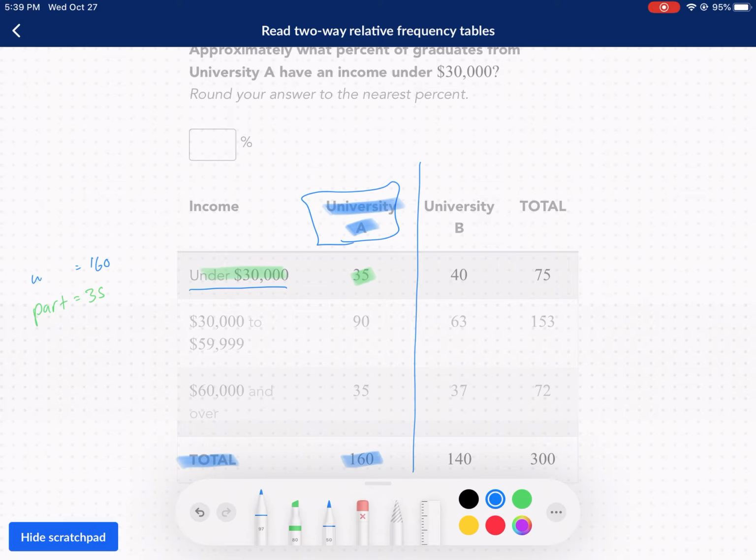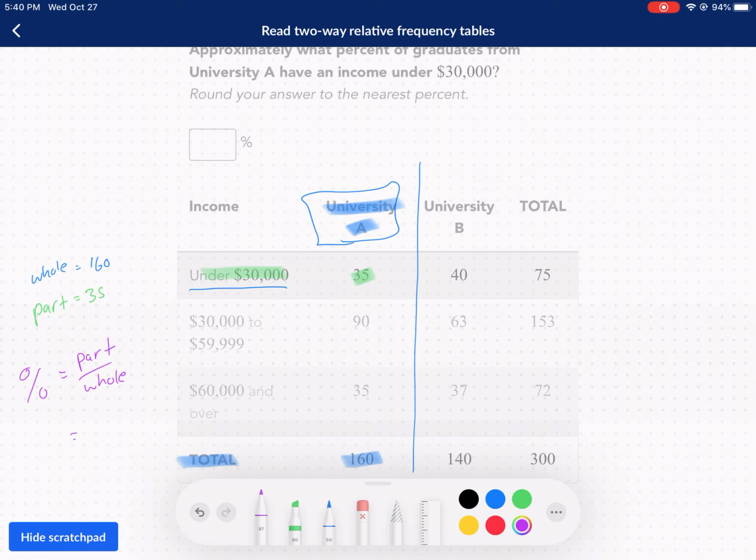And I hope you see where I'm going with this, because a percentage is just, I want purple. Boy, that was my big reveal, and I kind of butchered it. So a percentage is equal to the part divided by the whole, and that will give us our percentage, our portion. What portion of students from University A are under $30,000 for their income? That's what it's talking about with the percentage.